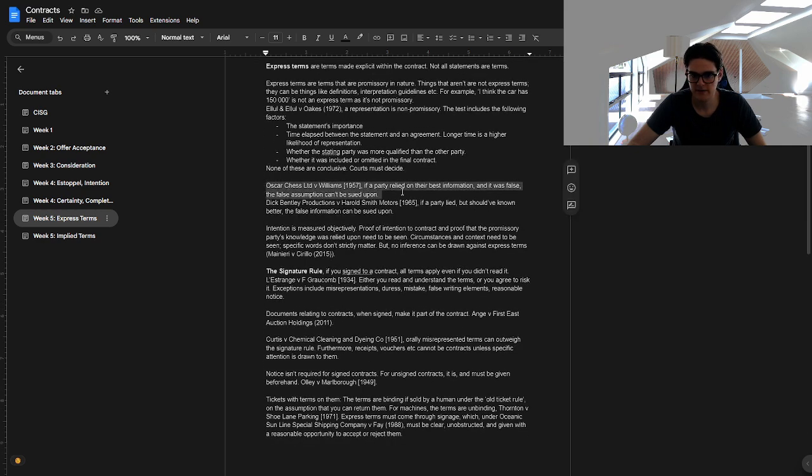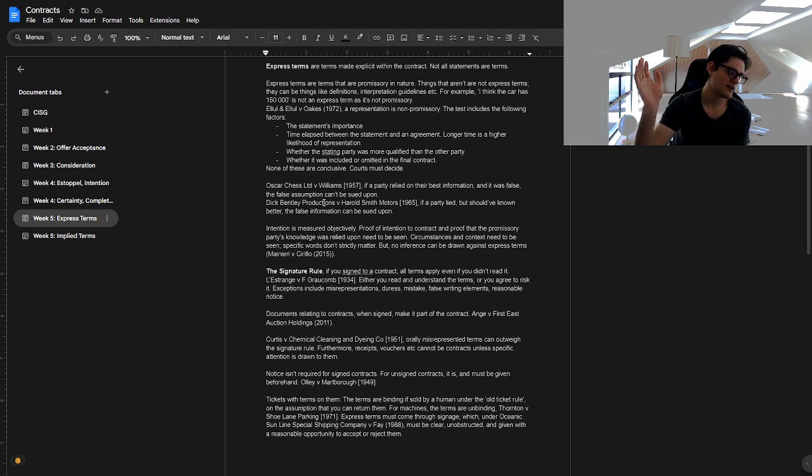Oscar Chess v Williams: if a party relied upon their best information and it was false, the false assumption can't be sued upon. I believe Oscar Chess was a car company, and Williams had a car, let's say a 1952 Chevy or something like that. He trades in his car and gets £200 or whatever it is.